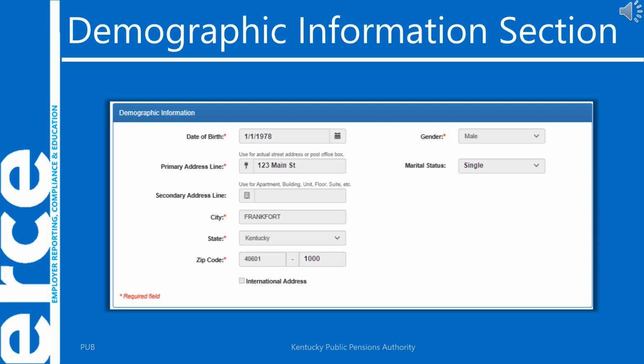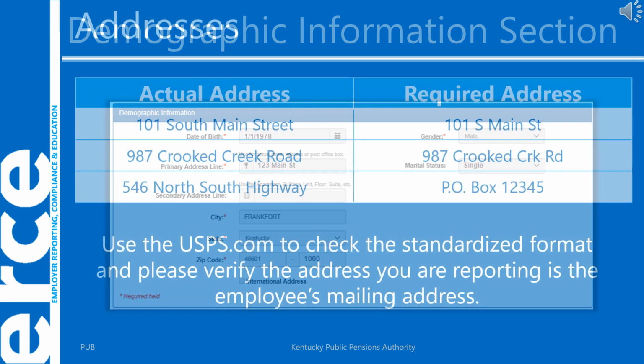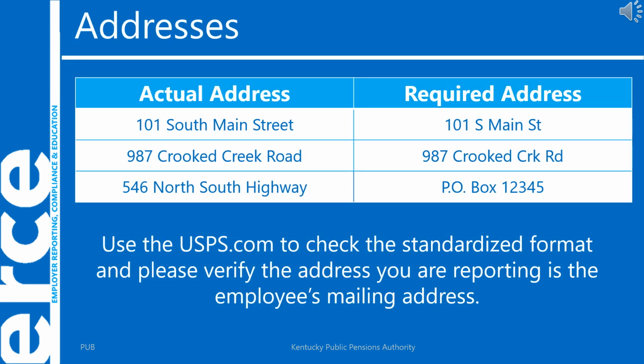The final section on the member details is for the employee's demographic information. This section provides information on the date of birth, gender, and address for the employee. Most compliance issues in this section have to do with the employee's address.